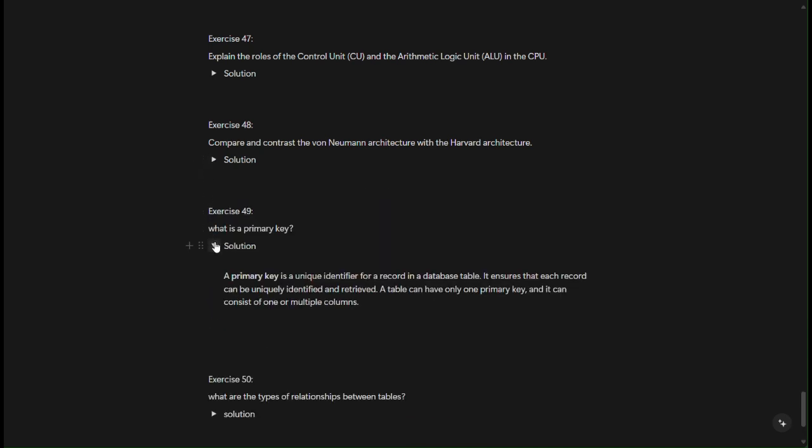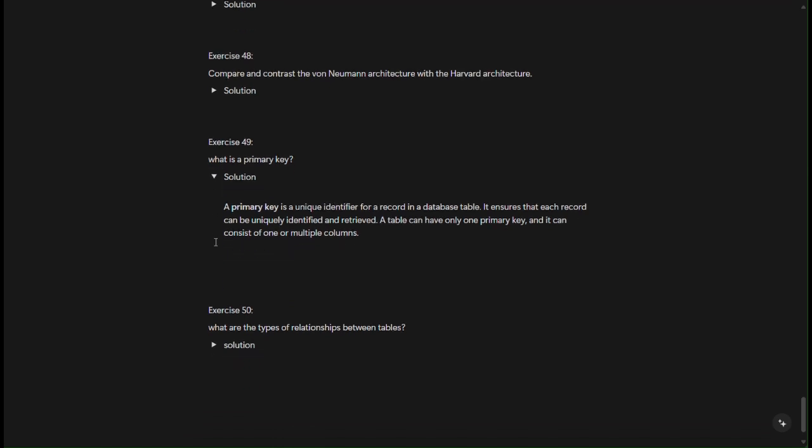Now, what is a primary key? A primary key is a unique identifier for a record in a database table. It ensures that each record can be uniquely identified. A table can have only one primary key, and it can consist of one or multiple columns.